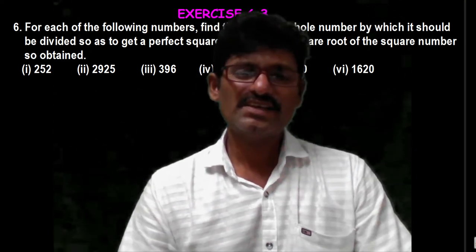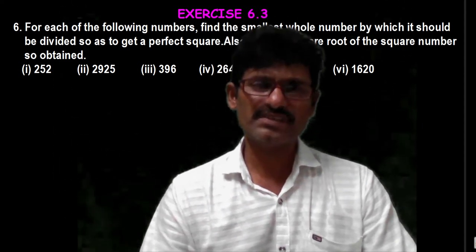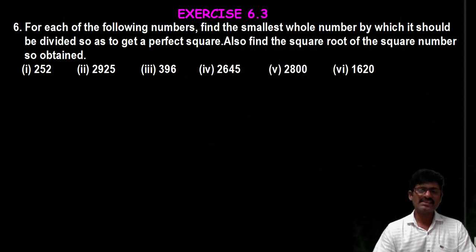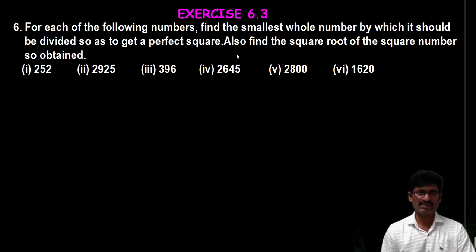Here in this class, let us do problem number 6 from exercise 6.3. First, let us read the problem. For each of the following numbers, find the smallest whole number by which it should be divided so as to get a perfect square. Also, find the square root of the square number so obtained.